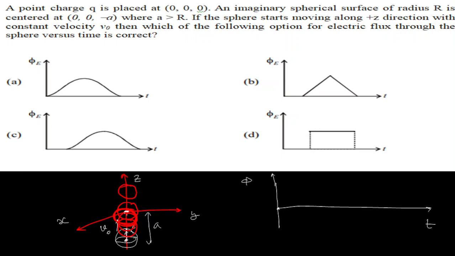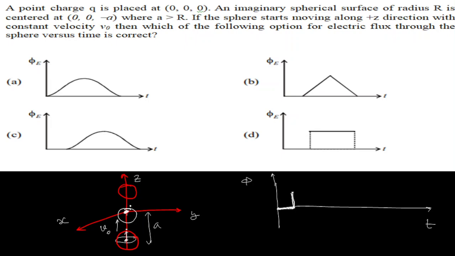Let me clear this figure and draw some other figure. Let me draw two, three spheres. This is the initial position, and then this sphere will start moving upward. There will be a time when the charge just gets inside the sphere. It will be like this. At this time the flux will be q by epsilon naught. So for some time the flux will be 0, and then at a certain point the flux will be q by epsilon naught.